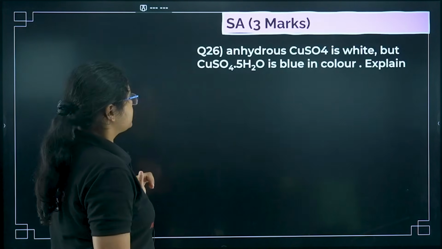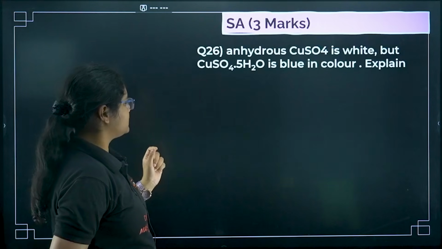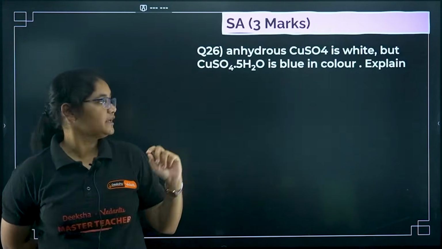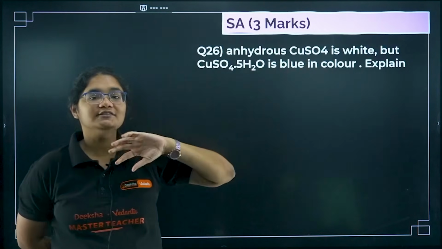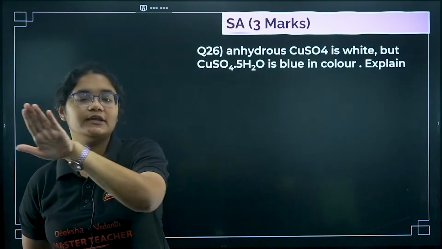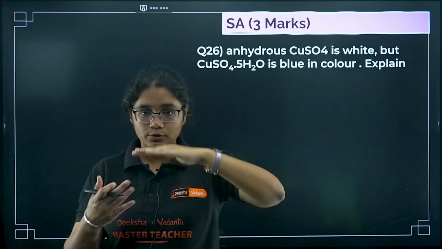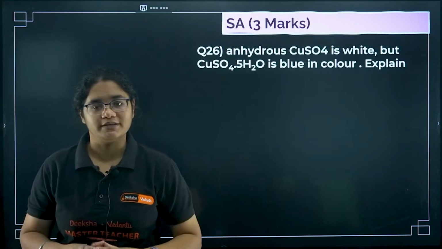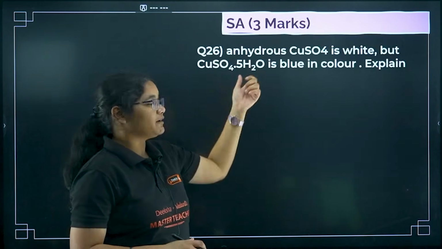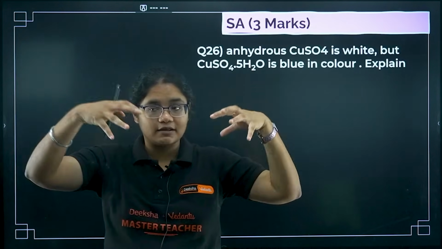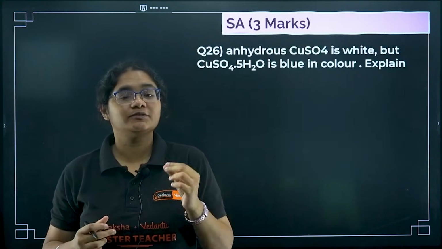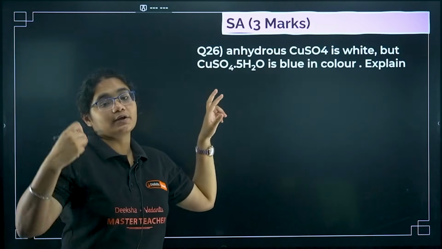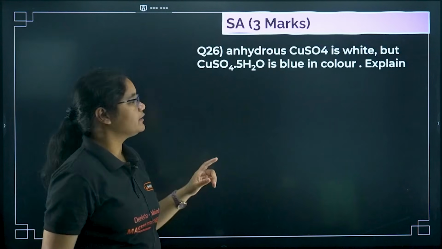Next, anhydrous copper sulfate is white, but CuSO4.5H2O is blue in color. Explain. This is very simple. Now see, in anhydrous copper sulfate there is no ligand. If there is no ligand, all the d orbitals will have the same energy. There is no d-d splitting, and if there is no d-d splitting, there will be no d-d transition or color formation. But when we have these 5 water molecules, they approach the metal, and there is d-d splitting, and the electrons present in the copper in this compound can undergo d-d transition, and that is why it appears to us as blue.